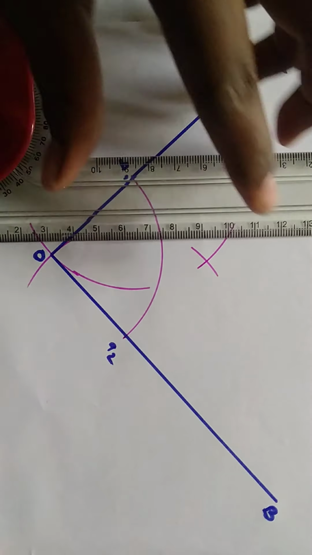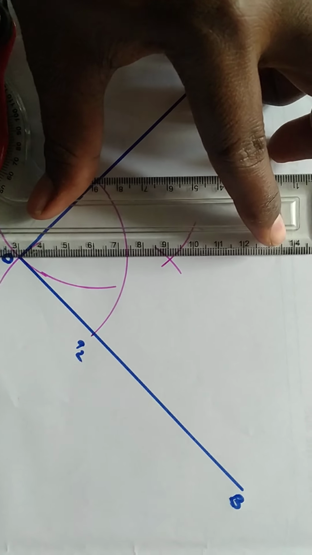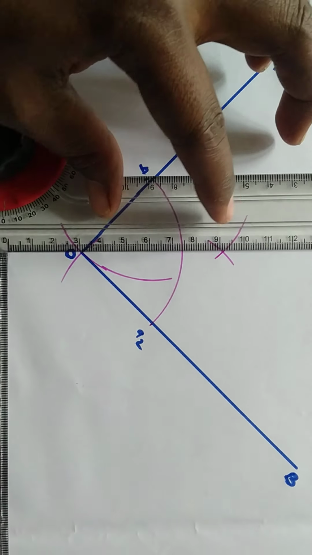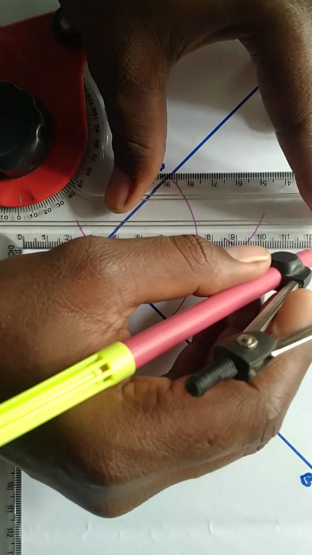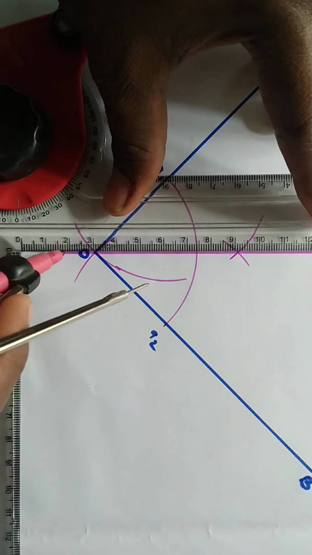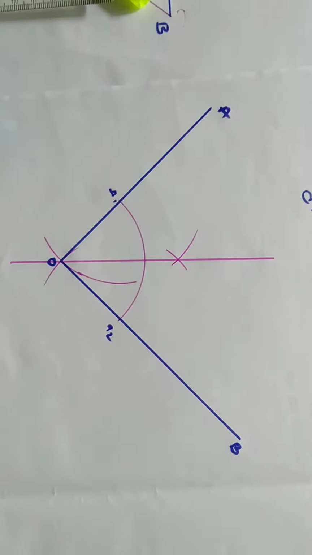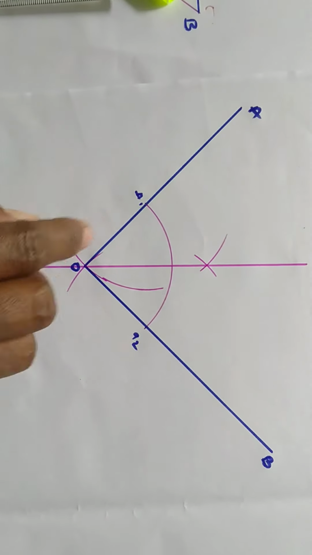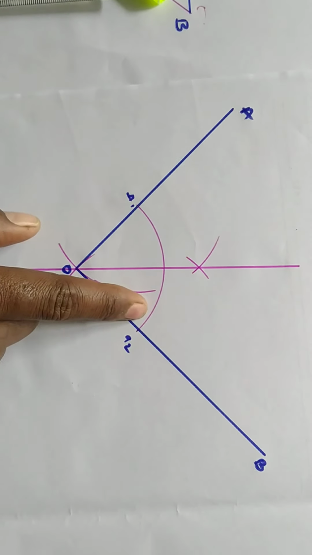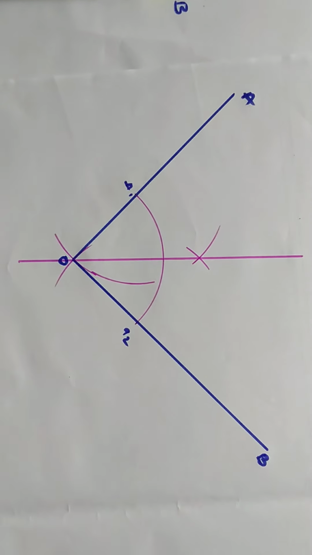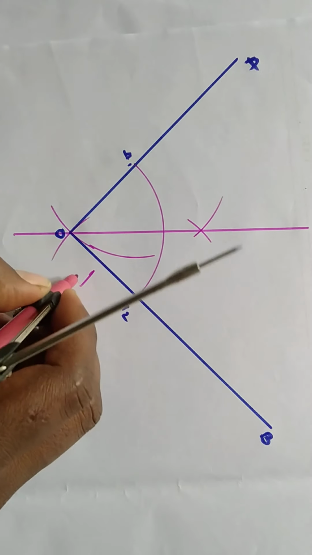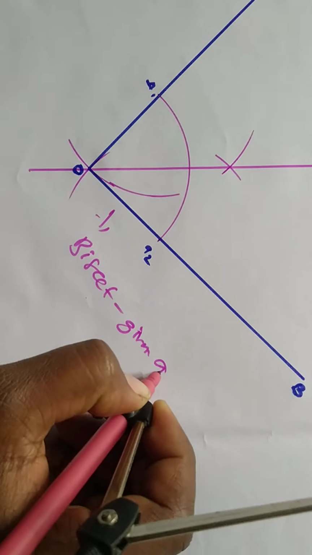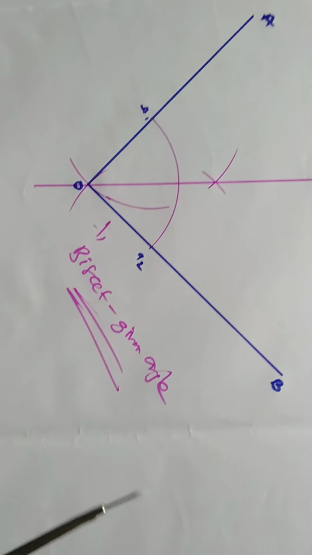Next draw a straight line from these arcs' intersection points. This straight line divides this angle into 2 equal parts. This is the process to divide an angle into 2 equal parts, or this is the process to bisect a given angle.